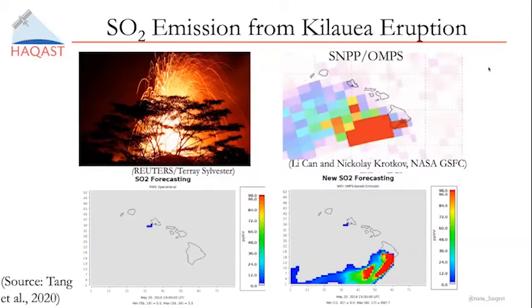And Mark mentioned the Kilauea eruption. At that time we received a lot of requests for the forecast team, for the HAQAST team, to provide time-sensitive information to public health and emergency responders. But at that time the forecast model did not include the emissions of the Kilauea eruption. So we used only SO2 data, thanks to help from ECAN and other colleagues at NASA. We derived the emissions from the Kilauea eruption and put them in the model. And now the forecast model is able to capture the plume from the volcanic fog.